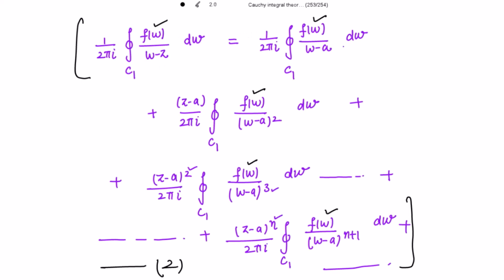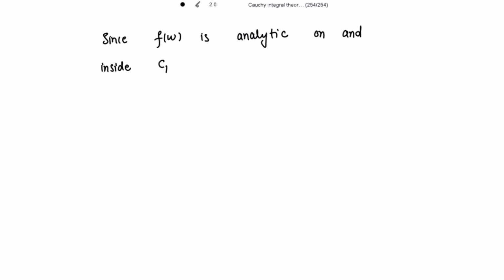So writing this, since f(w) is analytic on and inside C, or we can also write this as inside C1. Why am I writing inside C1? Because we have considered the integration over C1. So we have to mention here C1. f(w) is analytic inside C, that means it is also analytic inside C1.